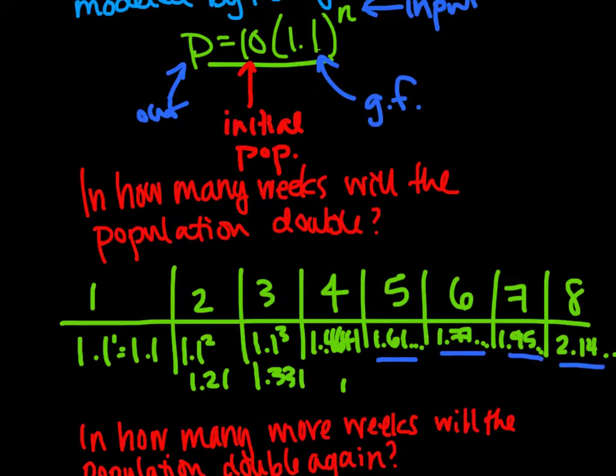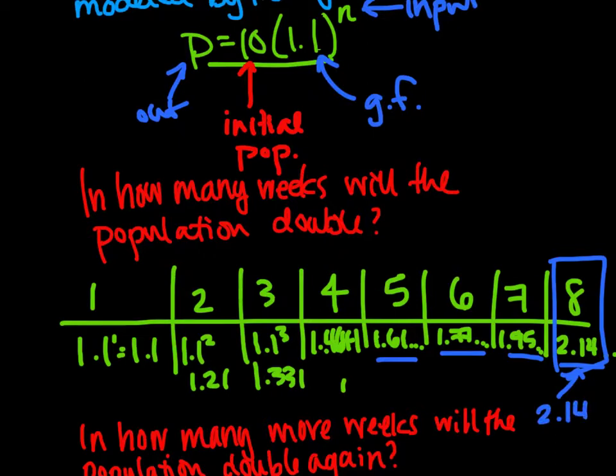And so our whole focus is in how many weeks will the population double, or how many weeks will the population be double or more. And if we look at our growth factor, it multiplies by itself 1.1 over and over until the 8th week. At 8 weeks, we have a growth factor that has multiplied by itself so much that it's now 2.14.